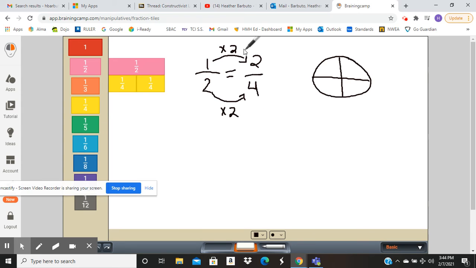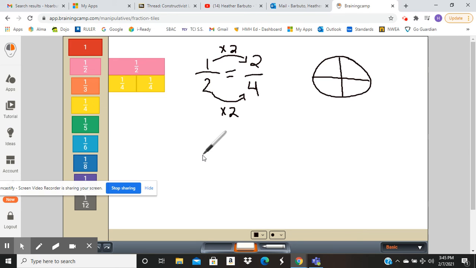And they're going to tell me, well, I know that when I multiplied the top number by 2, my numerator, it became a 2. When I multiplied this denominator times that same number, times 2, it became a 4. And I'm going to tell them that is the rule of making equivalent fractions. Whatever you do to the numerator, you must also do to the denominator.